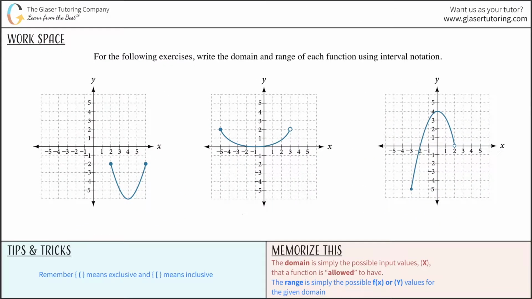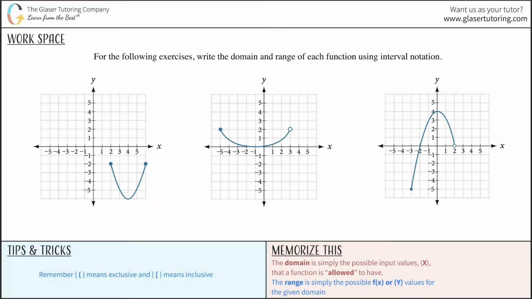For the following exercises, write the domain and range of each function using interval notation. All right, so let's just remember that the domain is simply the set of possible x values that the function is allowed to have. So when we think domain, we think x. In terms of range, it's simply the possible f of x, or aka y values, that a function can output given the domain. All right, so when you think of range, you think of y.